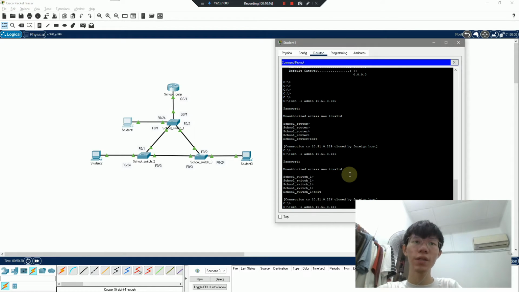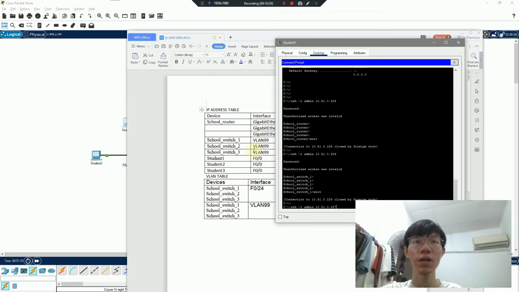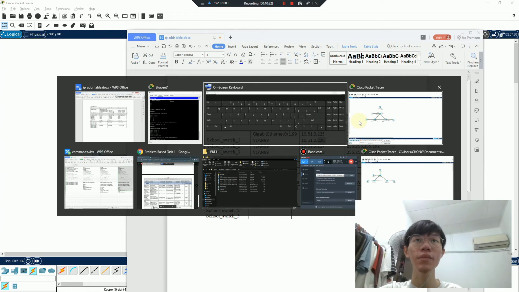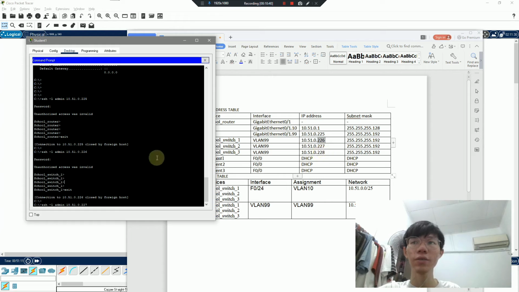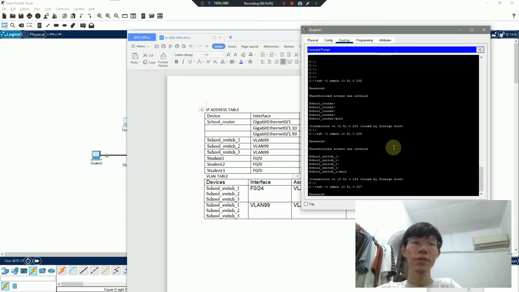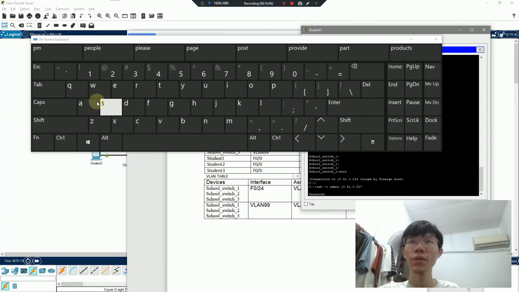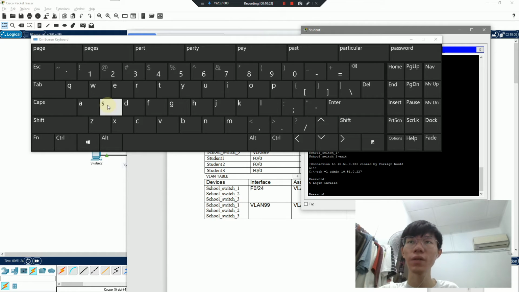Next, we connect to switch 2. The IP address for switch 2 is 227. We enter, and it requires the password. The password is the same password.